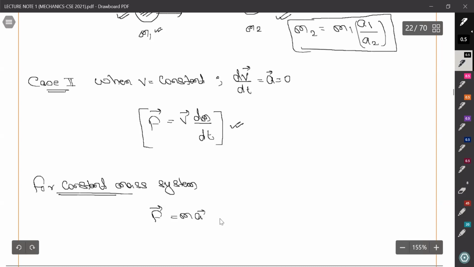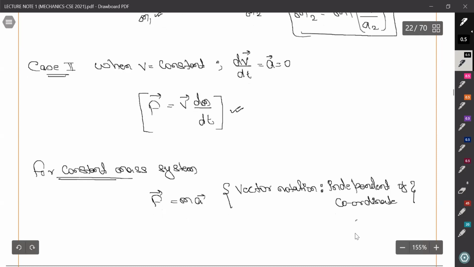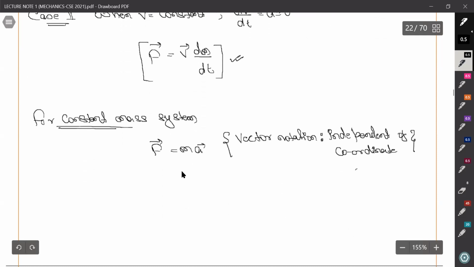F equals m a. Also, if we write this in vector notation, one of the major reasons why we use vectors is that it is independent of coordinate. So we can choose any coordinate. It will be independent of the coordinate. But you should make one thing very clear, that this equation is only defined for a constant mass system.